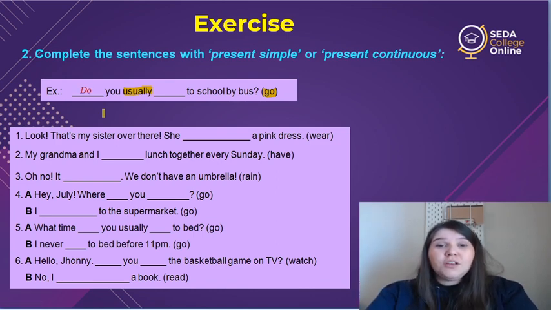Do, yes? Do you usually? And what happens to the verb here? We keep it in the base form. Do you usually go to school by bus?